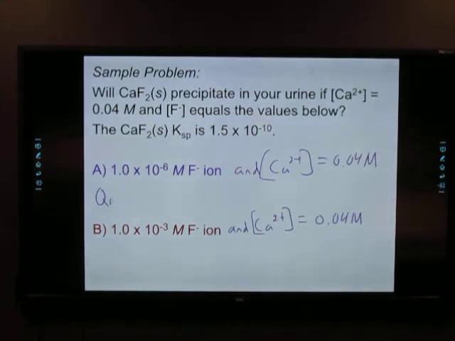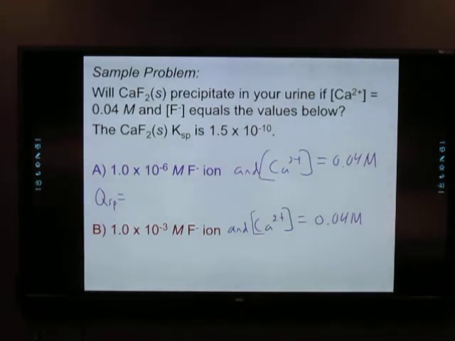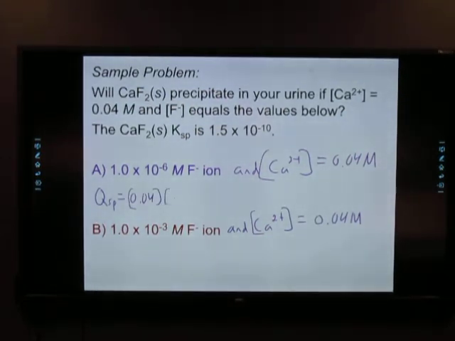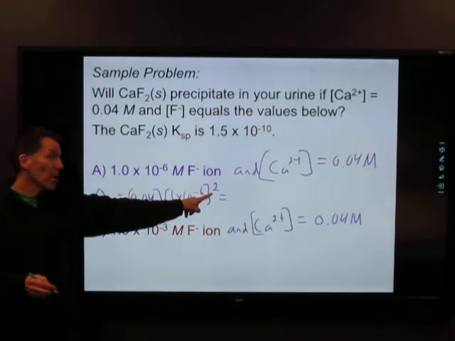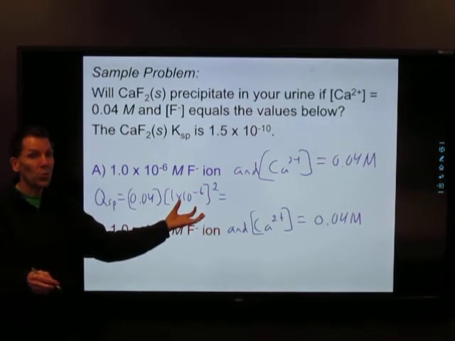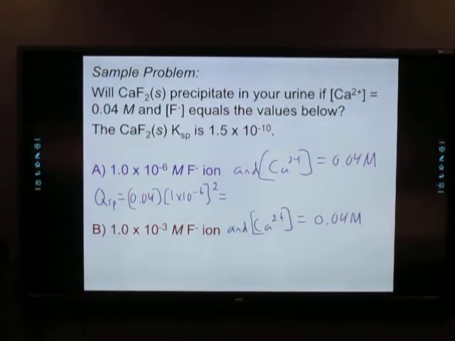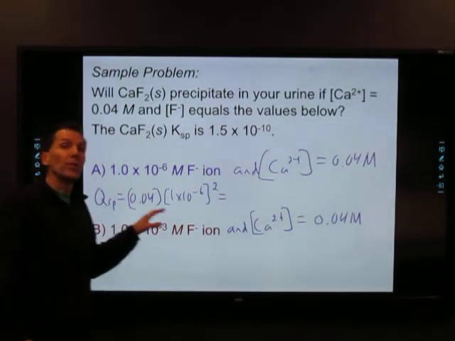Here's the first one. The Q on this, you can write the SP on the bottom if you want, doesn't matter. We're taking the amount of calcium, 0.04, times the amount of F minus, and then you have to square it. Because the expression is just like the K. You gotta square that. So this ends up going to the -12th. Multiply that by 0.04. And so you get a value of 4 times 10 to the -14th.